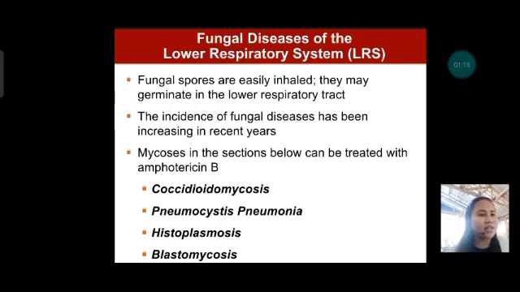So let us tackle the next disease, which is the fungal diseases of the lower respiratory system. Fungal spores are easily inhaled. They may germinate in the lower respiratory tract. The incidence of fungal diseases has been increasing in recent years. Mycoses in the sections below can be treated with amphotericin B. These are the four mycoses: coccidioidomycosis, pneumocystis pneumonia, histoplasmosis, and blastomycosis.